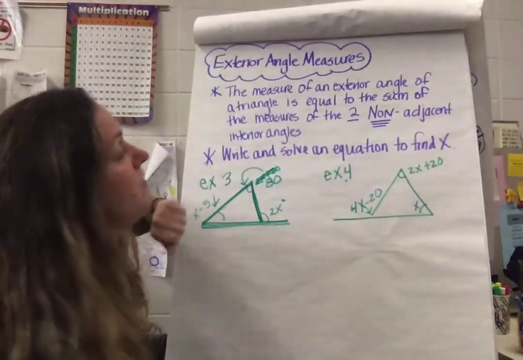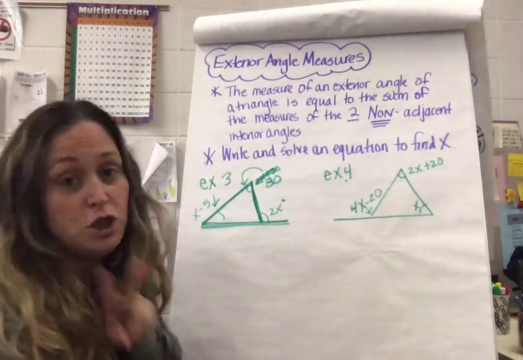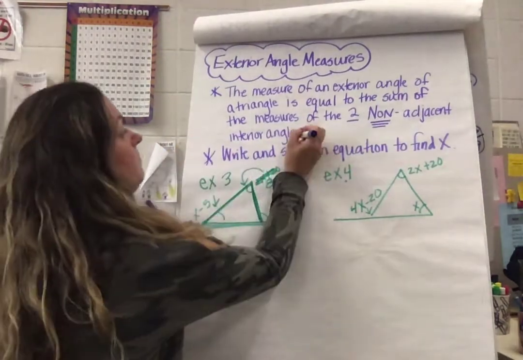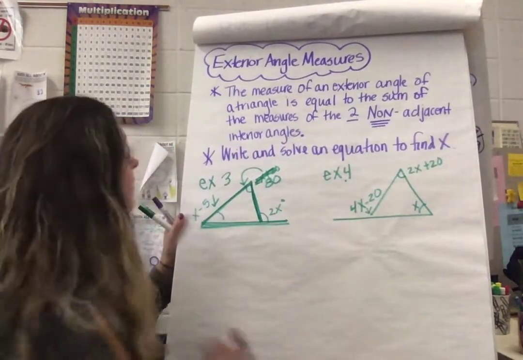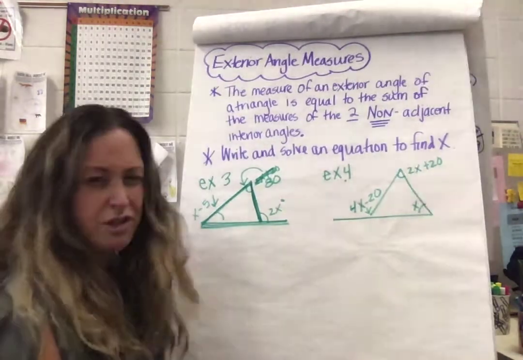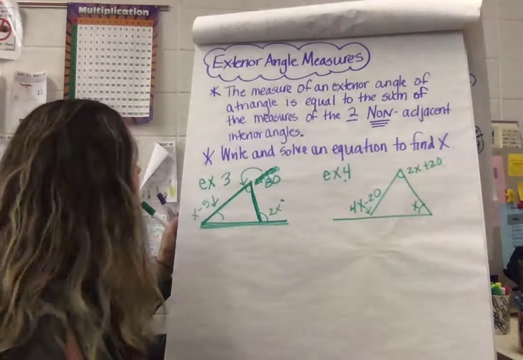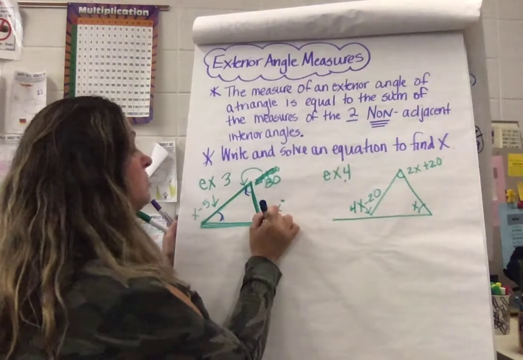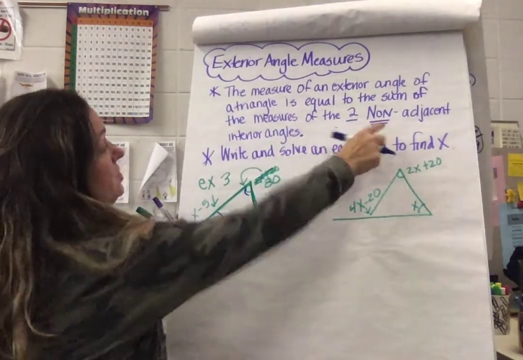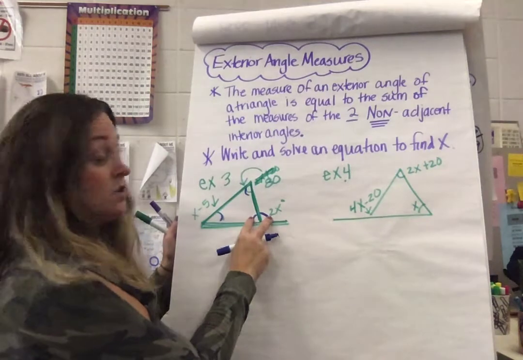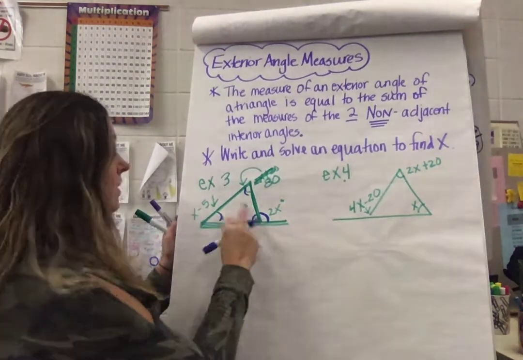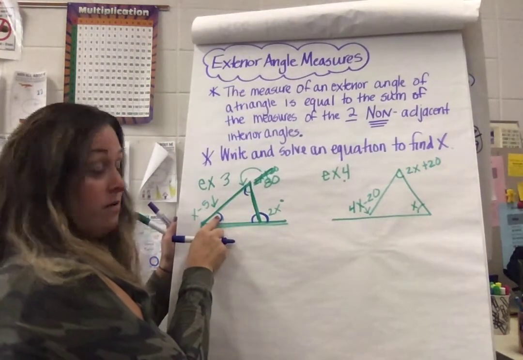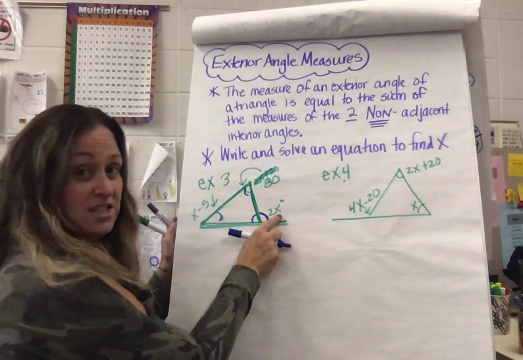Exterior angle measures: the measure of an exterior angle of a triangle is equal to the sum of the two measures of the non-adjacent interior angles. And you're going to write and solve an equation to find x. So if this is my poorly drawn triangle, and usually they're not drawn to scale, and you can't measure them to check, these are my internal angles. This is my external angle. And so it says non-adjacent interior angles. These are adjacent, so you're not using this as part of the sum. These are my non-adjacent angles. So the sum of these two interior angles that are not adjacent is equal to the exterior angle.